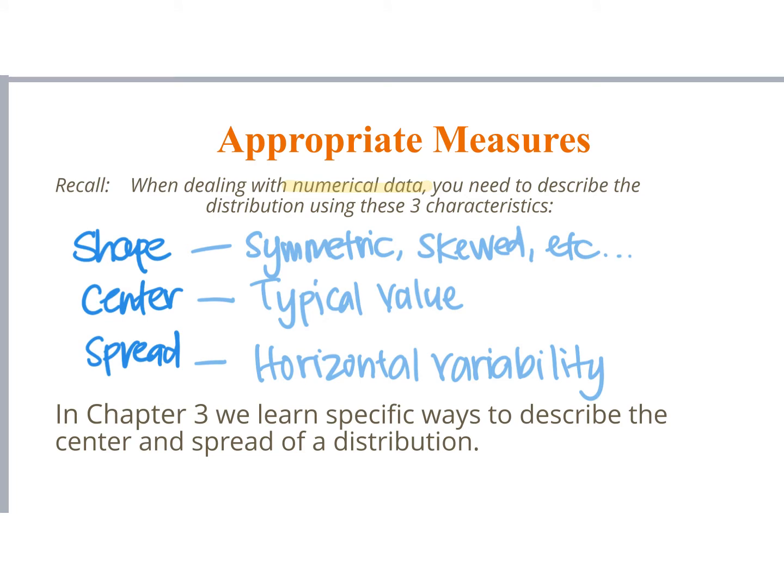Also recall in Chapter 3 the specific ways to describe the center and spread. So for shape, we're going to look and compare the difference between symmetric and skewed. And then remember for center, we call it the typical value. And then for spread, we are looking at its horizontal variability.